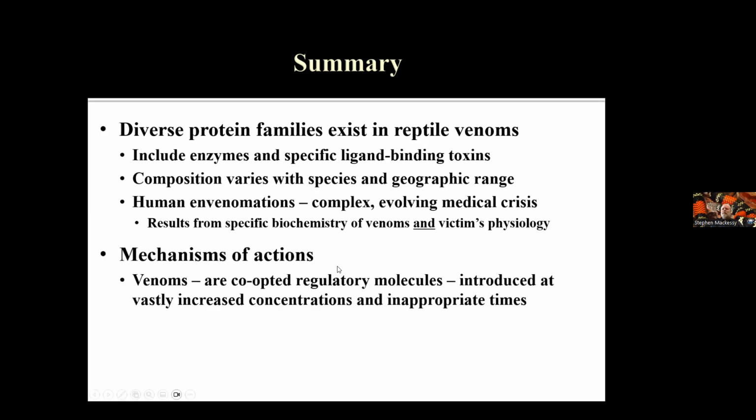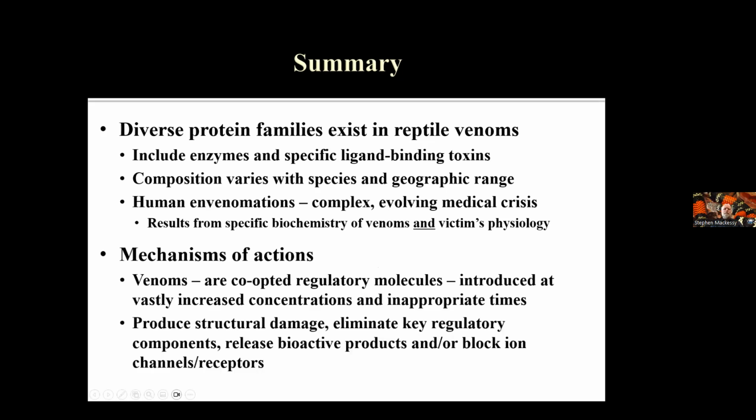When we think about how these toxins are working, we've got regulatory molecules that have been co-opted and overexpressed. They're produced and delivered at inappropriate times in huge quantities. And as a result of that delivery, all sorts of regulatory systems go haywire. And we have major problems leading to the varied symptoms that we see in human envenomations.